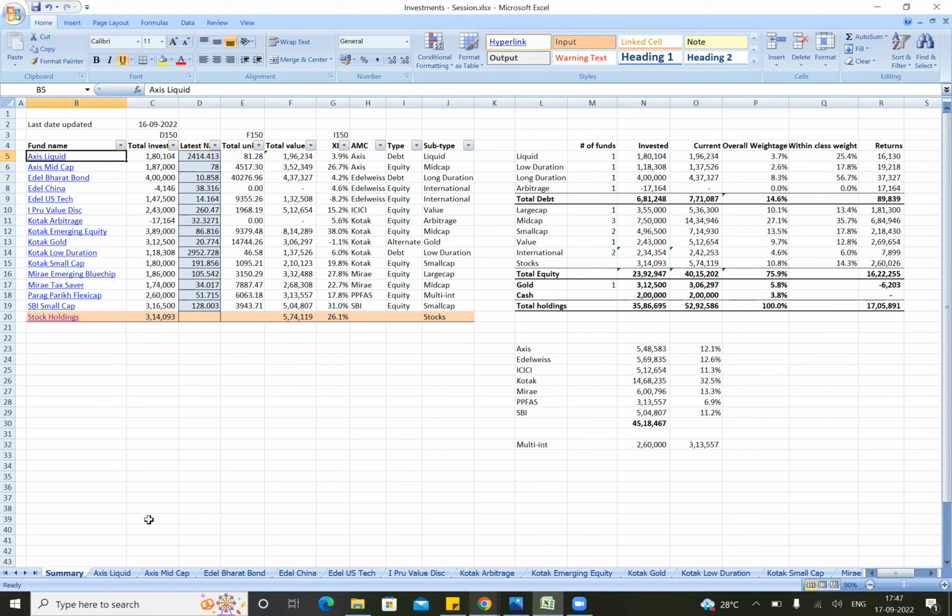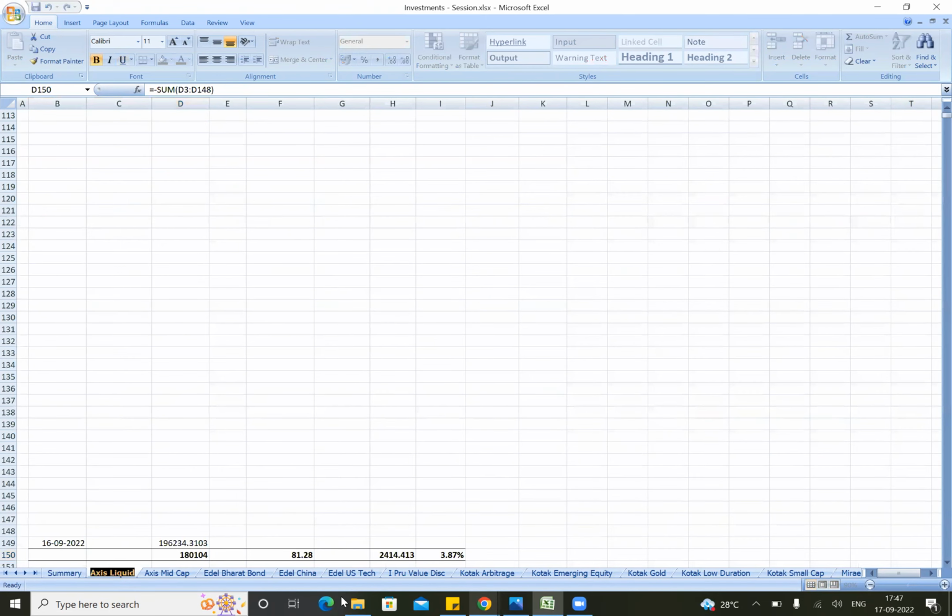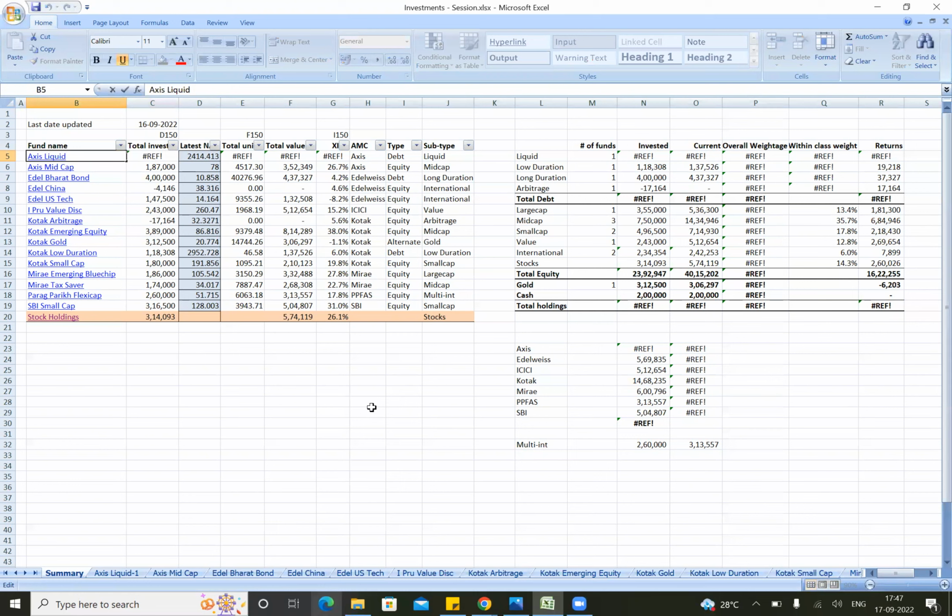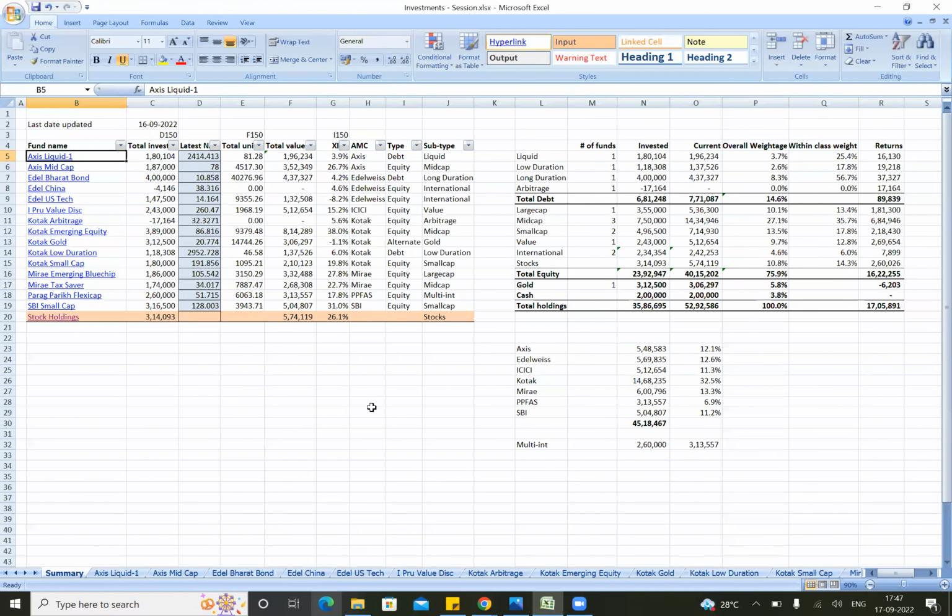INDIRECT will take the name of this sheet. So this sheet is called excess liquid. Let's say I rename this to excess liquid 1, then that number will show me an error, because there's no excess liquid 1. So here I need to rename it to the same thing which I have renamed it there. Sorry, there's no space over there. So all these things have to be considered. See, now it gives me 180,104.